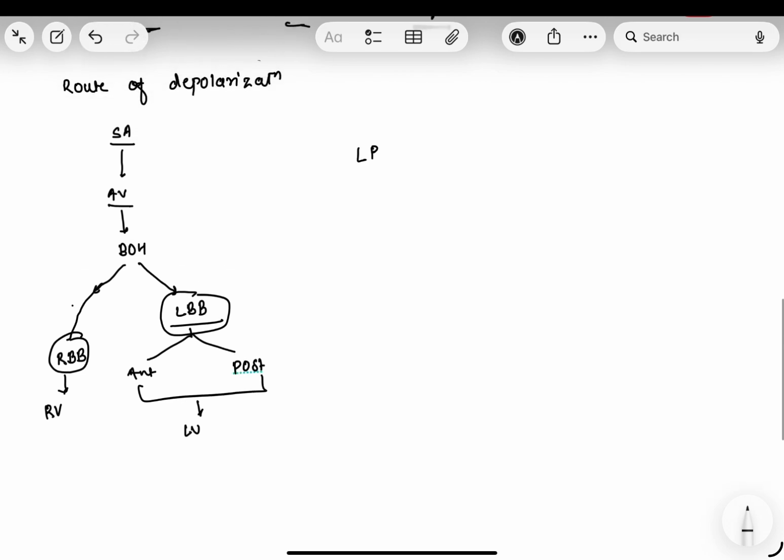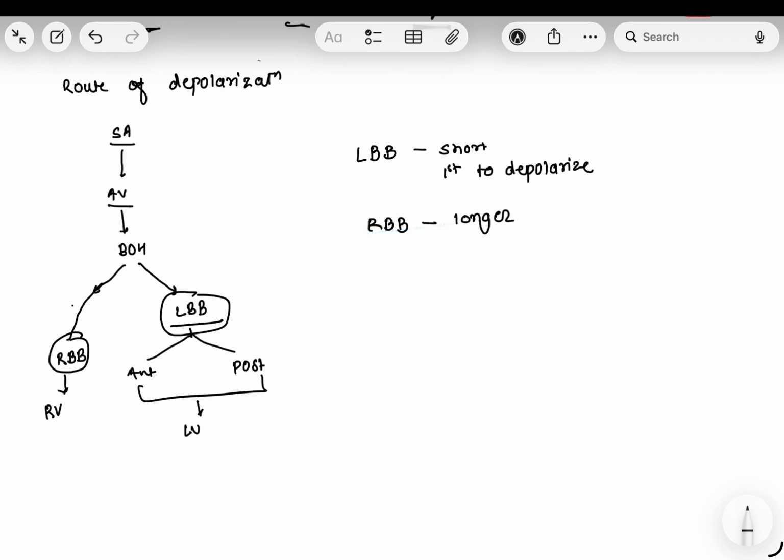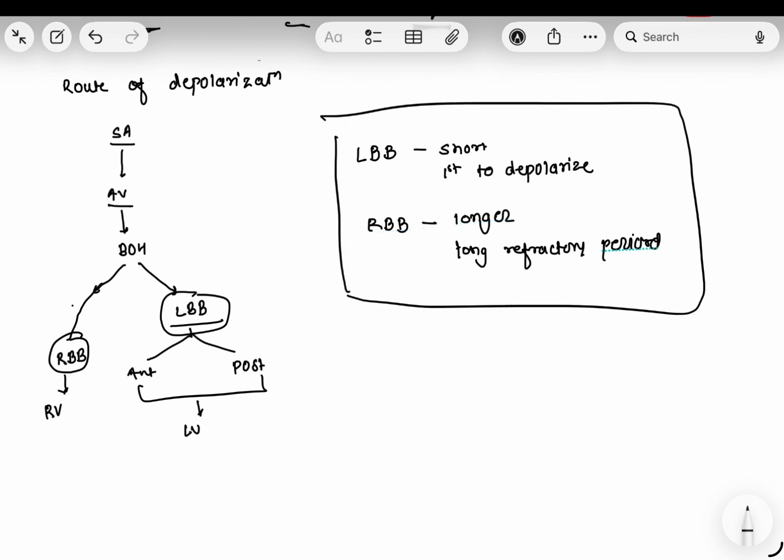The left bundle branch is short and first to depolarize, okay, and the right bundle branch is longer and it has a long refractory period. So this is a very important thing you must understand.